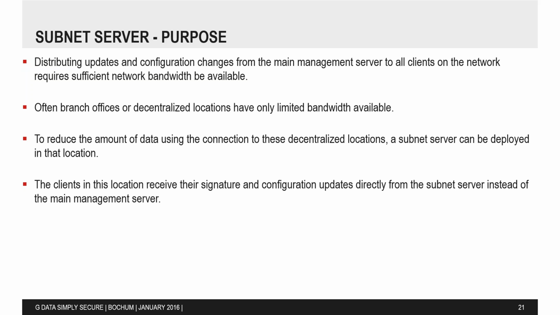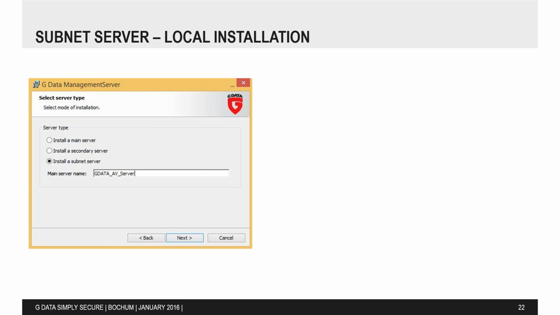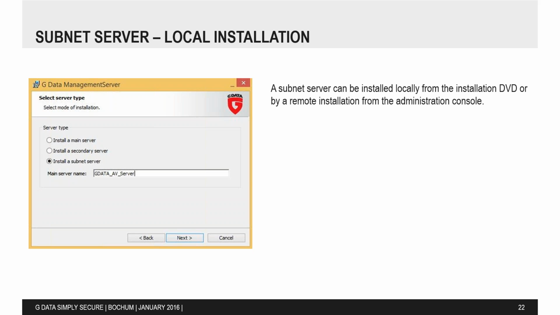So it's not just the signature and configuration updates it receives, it also distributes program updates to those PCs that have been assigned to it. And in the other direction, the clients will upload their logs to the subnet server, and the subnet server in turn will upload those logs to the management server. The installation of a subnet server can either be done locally from the installation medium, or it can be done remotely from the administration console.